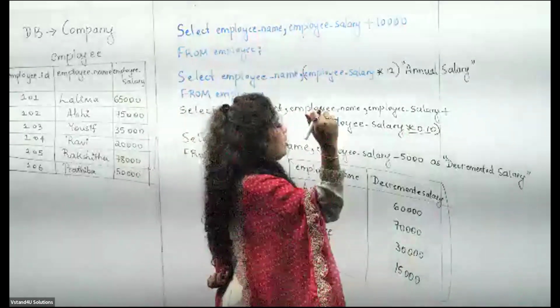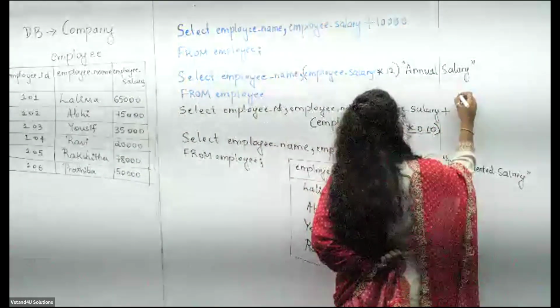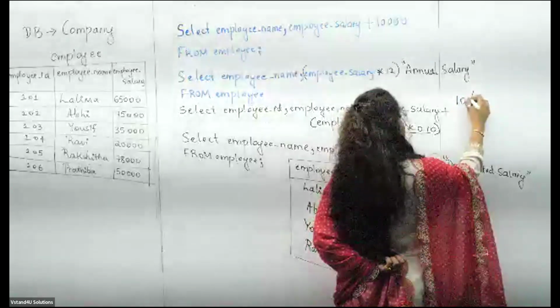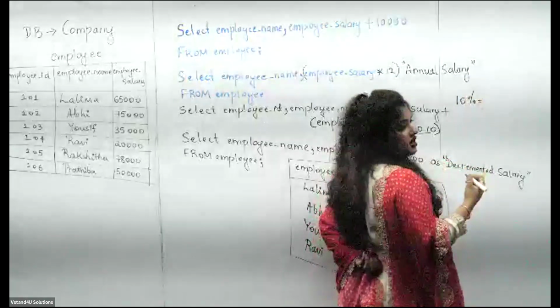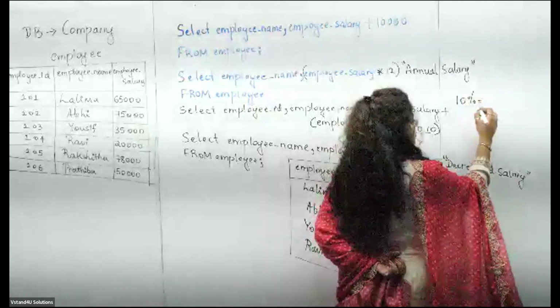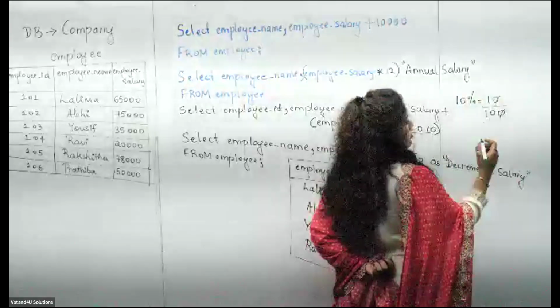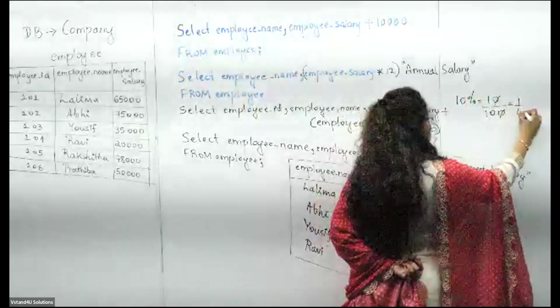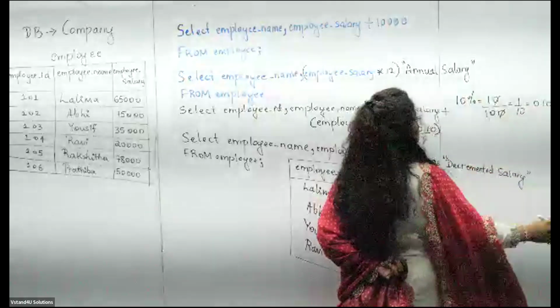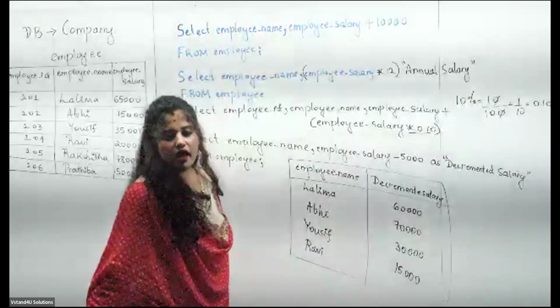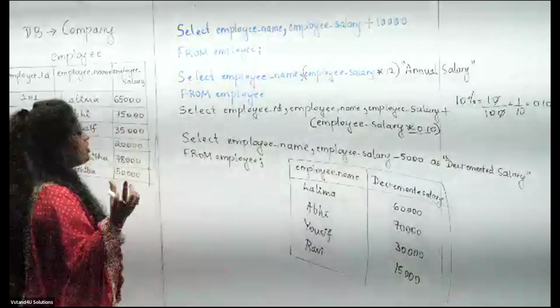How will you write the 10% as, guys? How will you write it as? 10 by, what is 10 by 100? 1 by 10. That is nothing but 0.10. Clear? Yes.